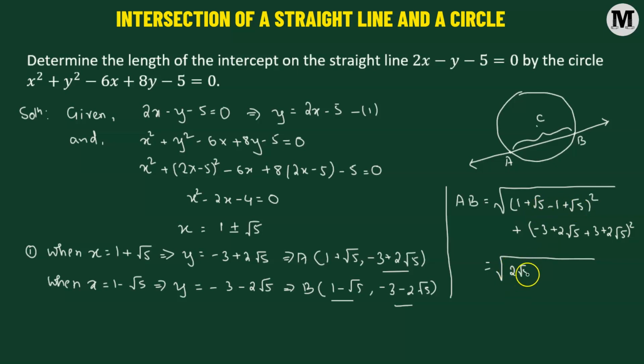Let's write it down, 2 times square root of 5 whole square. Then we have negative 3 and positive 3 cancelling out. So we get 4 times square root of 5 whole square. So this is going to give us the square root of, we have 2 times square root of 5 whole square, that's simply 20. So we have 20 added to 16 times 5, that's going to be 80, which is simply square root of 100. That's nothing but 10. So that means the length of the intercept is going to be 10 units.